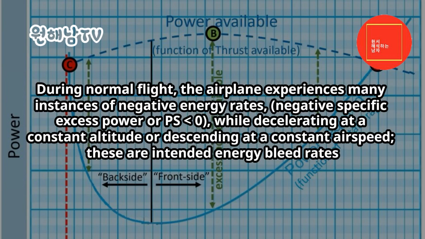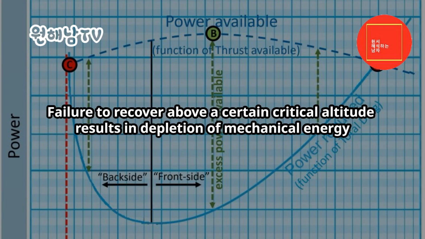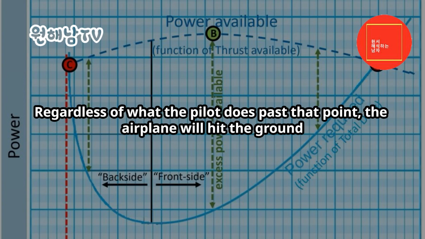During normal flight, the airplane experiences many instances of negative energy rates, negative specific excess power or Ps less than 0, while decelerating at a constant altitude, or descending at a constant airspeed. These are intended energy bleed rates. However, one of the greatest dangers from mismanaging the airplane's energy state is encountering unintended, excessive deceleration and/or sink rate, coupled with little or no positive excess power available under a given flight condition. Failure to recover above a certain critical altitude results in depletion of mechanical energy. Regardless of what the pilot does past that point, the airplane will hit the ground.